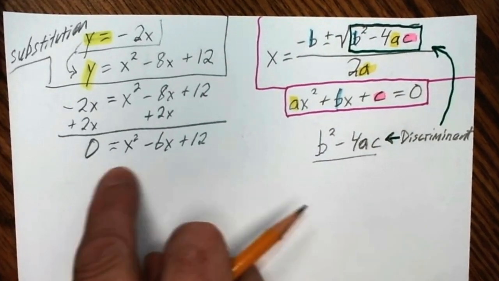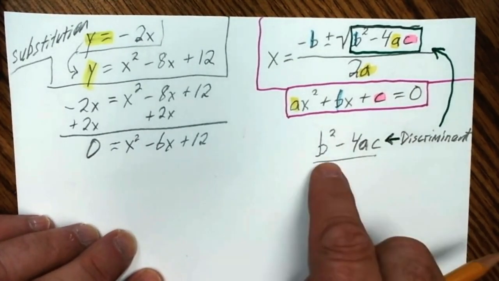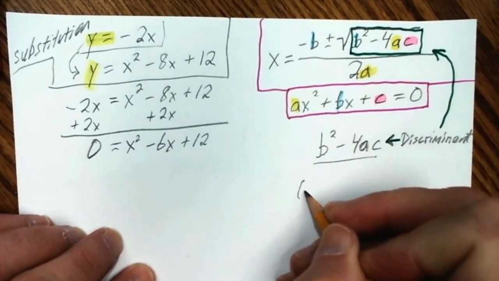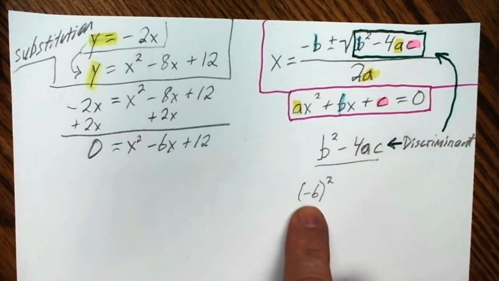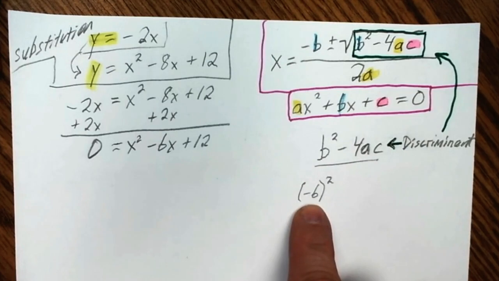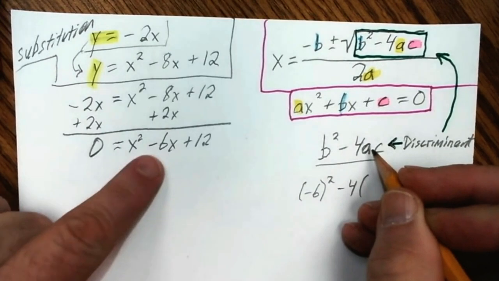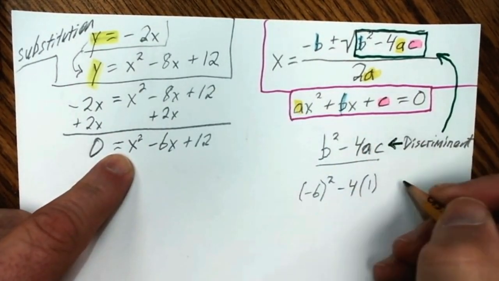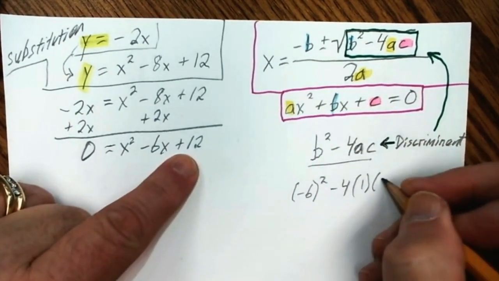Let me take this, since I have it in this form, and find out what the discriminant is. So b squared. Our b is negative 6, so I'm going to say negative 6 squared. Now I got to put the negative in the parentheses because that's what b is. I'm squaring all of b, and b is a negative 6. Minus 4 times, what's a? Oh, there is no coefficient, so it's a 1. A is 1. And c is the constant, 12.